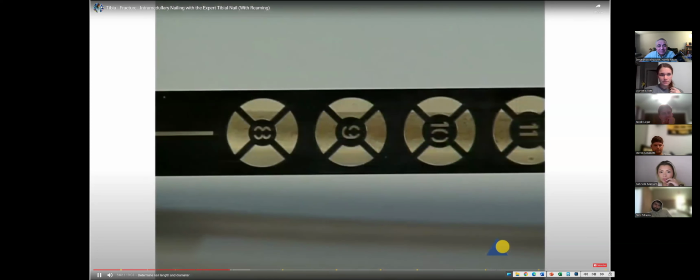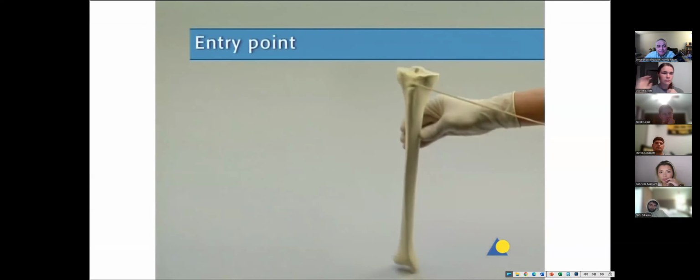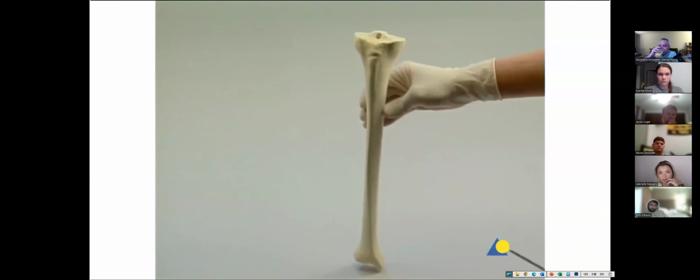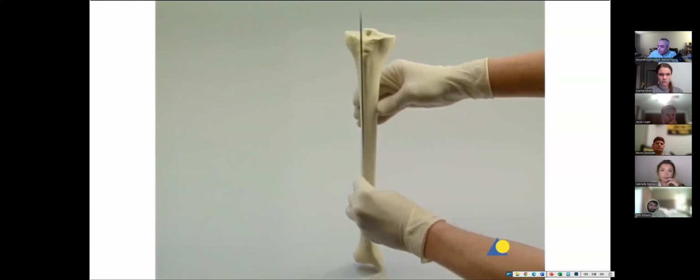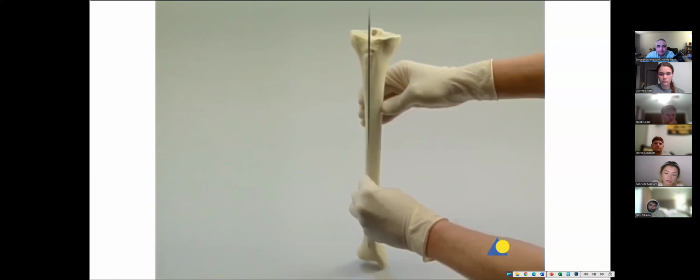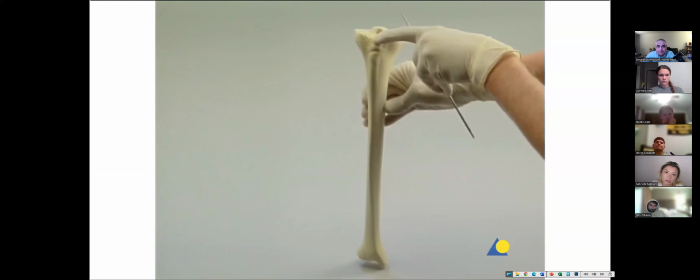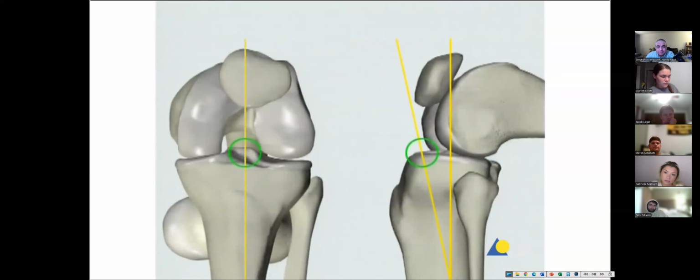Establish the appropriate diameter of the nail. The entry point is decisive for the position of the expert tibial nail in the medullary canal. This position is most important for correct fragment alignment of proximal and distal metaphyseal fractures. In the AP view, the entry point is in line with the axis of the medullary canal and with the lateral tubercle of the intercondylar eminence. In the lateral view, the entry point is at the ventral edge of the tibial plateau and in line with the medullary canal.